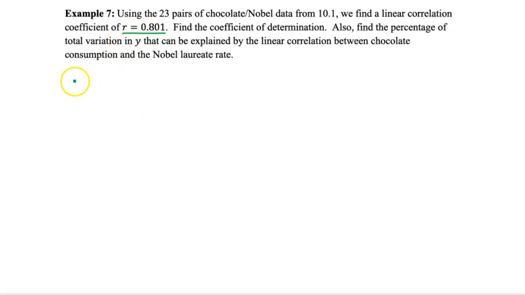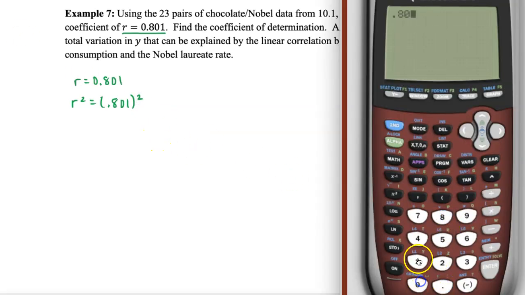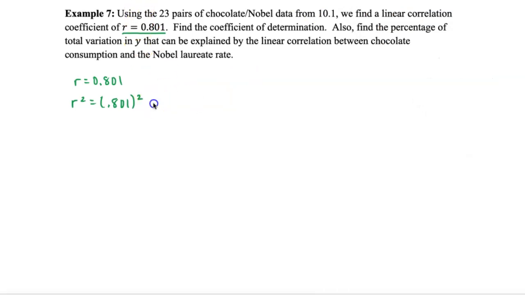If our r value is equal to 0.801, then our r squared value, well, we're just going to square r. So that's 0.801 squared. I'm going to use a calculator for this. And we get 0.641601. Let's round this to 3 decimal places. We get about 0.642. And so finding the coefficient of determination, great, we found it.